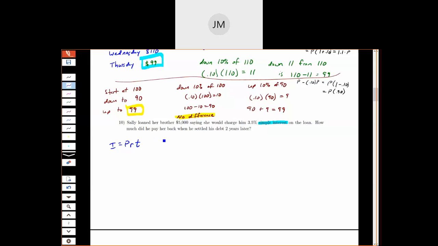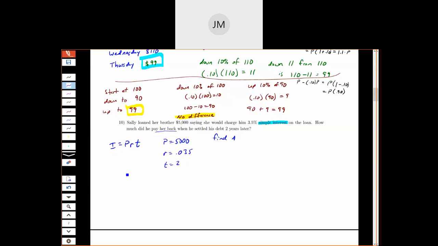Okay, so I need to identify the pieces. She loaned her brother $5,000, so P is 5,000. She's charging him 3.5%, so our interest rate R is 0.035. And I have to read on in the problem: how much did he pay her back when he settled his debt 2 years later? That's finding the amount A. So the interest is not the answer to my question; the amount A is the answer to the question. And it's 2 years later, so T is 2.